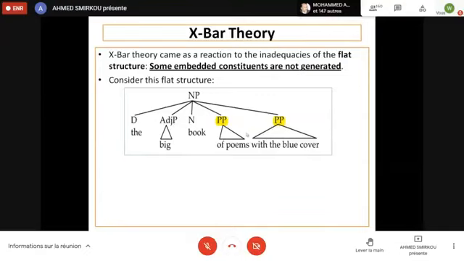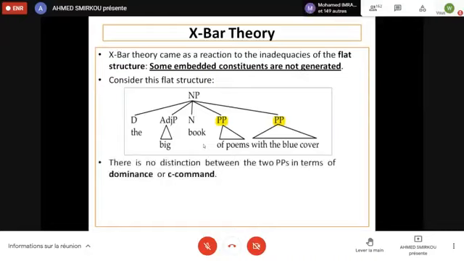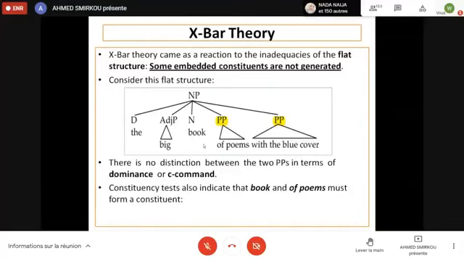Okay, but look at the tree. They are generated at the same level. They are sisters. So here, this tree does not show that the first preposition phrase is obligatory because it's a complement and the second one is optional. No, it doesn't show that. It shows that they are at the same level. Now, how can we solve this problem? X-bar theory, okay, tries to provide us with a solution. So there is no distinction between the two preposition phrases in terms of dominance and c-command because they symmetrically c-command each other and they are dominated exhaustively and immediately by the same mother, which shouldn't be the case. So constituency tests also indicate that a book and of poems must form a constituent.